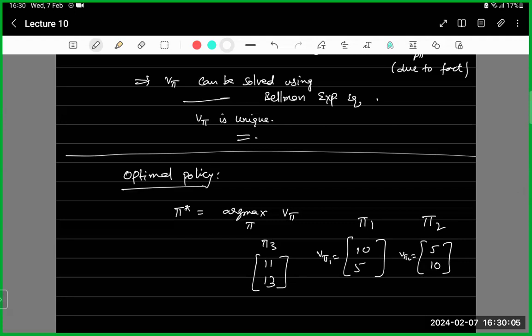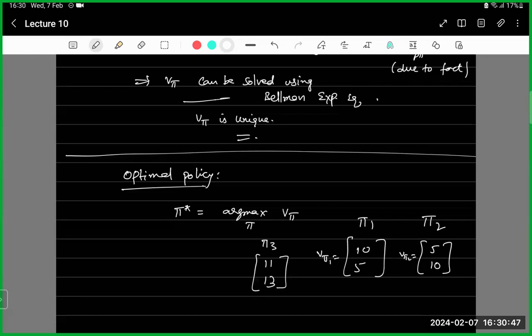So then a question comes whether such a policy exists or not, because it could be possible that there are multiple policies and every policy has some vector like that, V pi. It could be possible that all the vectors are such that you cannot order them. If I give you two real numbers, 5 and 6, you know 6 is greater than 5. But if I give you two vectors like this, you cannot always tell which vector is better than the other, right? It could be possible that in some components one vector is better, in some components the other vector is better.